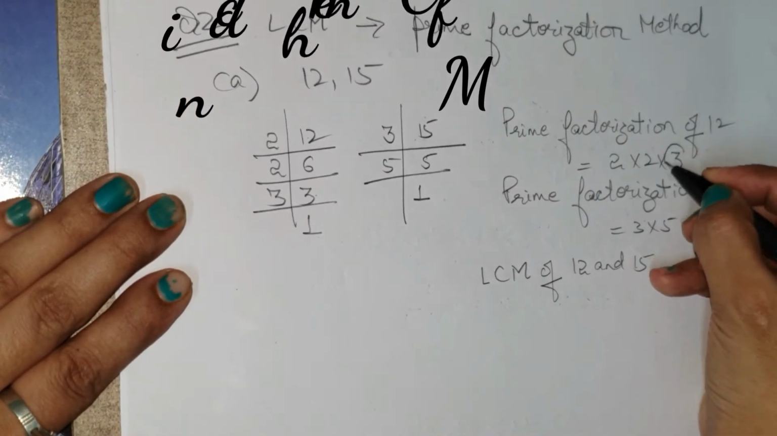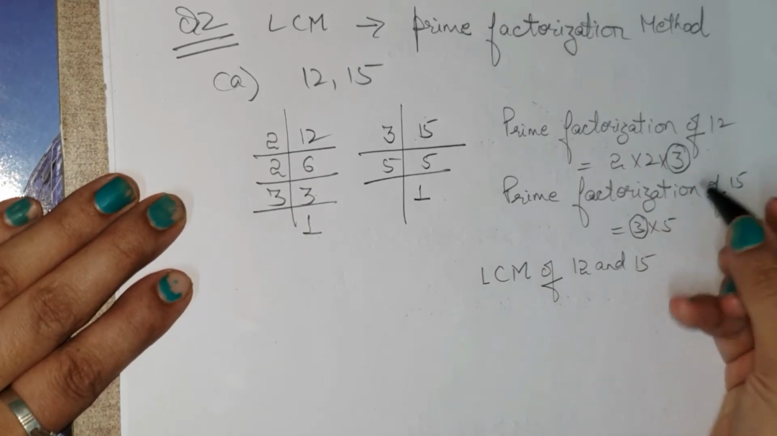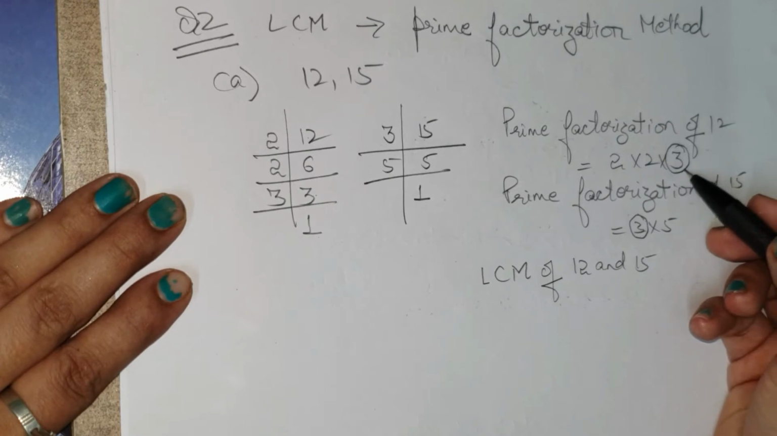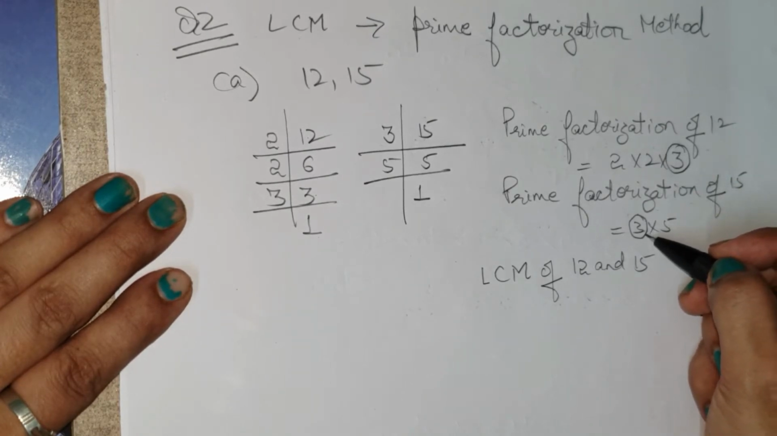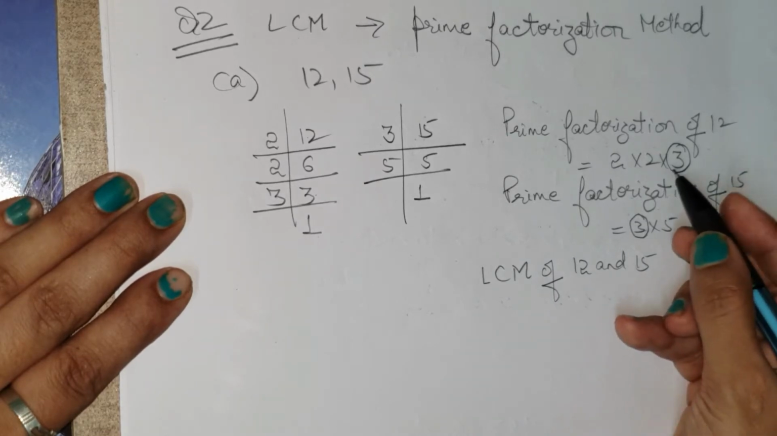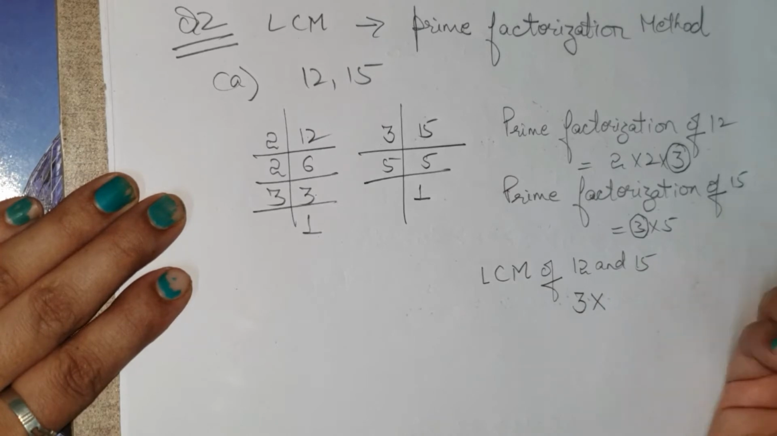So what is common here? 3 and 3, which is coming in both. Okay, in the prime factorization of 12 also number 3 is coming and in the prime factorization of 15 also number 3 is coming. So what you will do, firstly you will write the common value, that is 3. Then you will write all the uncommon values also.